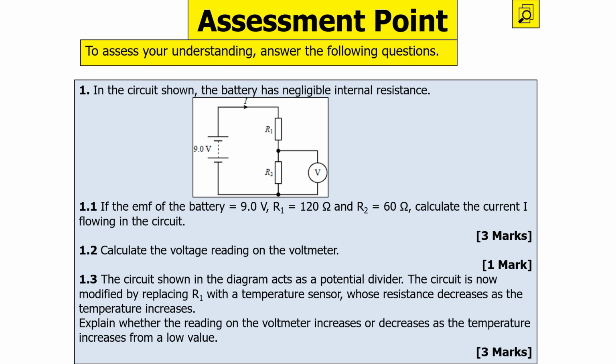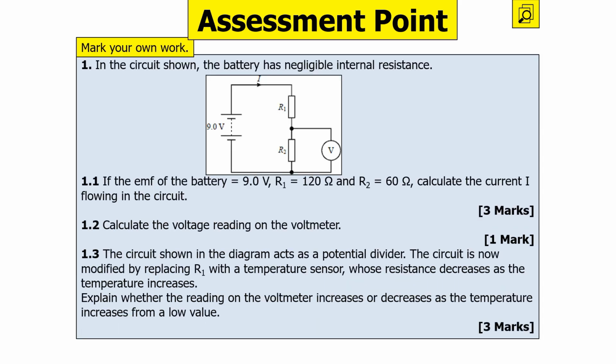Then calculate the voltage read on the voltmeter, and then the circuit shown in the diagram acts as a potential divider. The circuit is now modified by replacing R1 with a temperature sensor, whose resistance decreases as the temperature increases. Explain whether the reading on the voltmeter will increase or decrease as the temperature increases from a low value. So pause the video now, then unpause the video when you want to go through your answer.